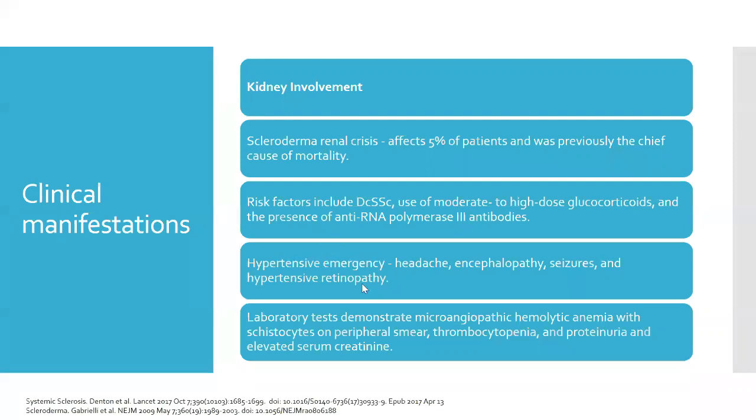Scleroderma renal crisis presents with hypertensive emergency, so features of headache, encephalopathy, and lab studies would demonstrate microangiopathic hemolytic anemia, schistocytes, thrombocytopenia, and elevated creatinine.